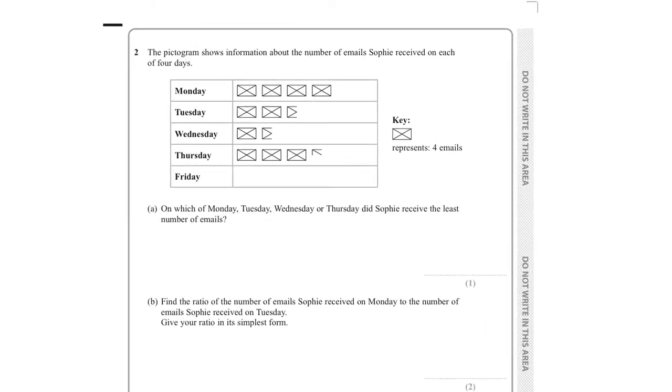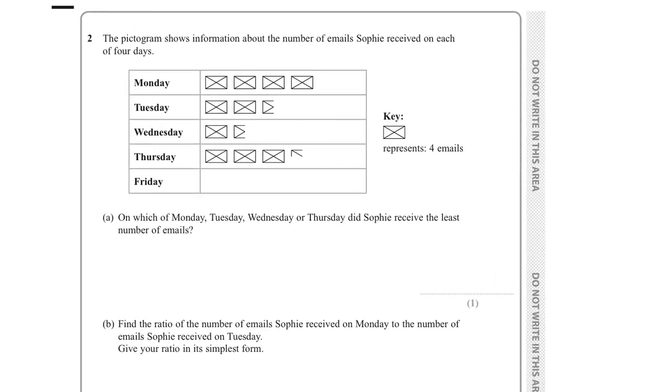So question 2. The pictogram shows information about the number of emails Sophie received on each of 4 days. Now, with a pictogram, sometimes they give us a key, sometimes they tell us to find the key. In this question, they've given us a key. So what does 1 envelope mean? 4 emails. Okay?